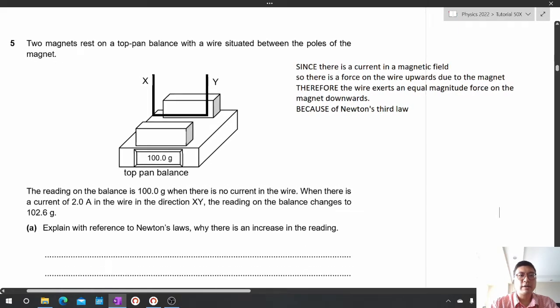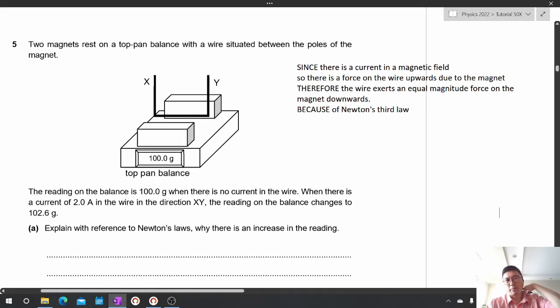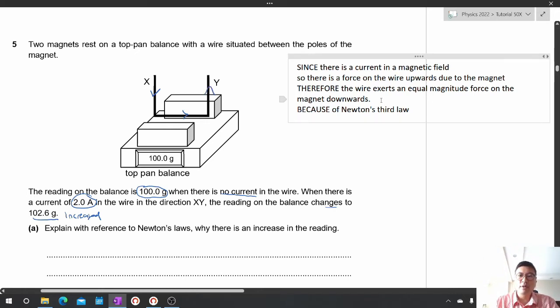For question number 5, two magnets rest on the top pan balance. The reading on the balance is 100 grams when no current flows. When there is a current of 2 amps, the reading changes to 102.6. Basically, the reading increased. So what happens is that when the current flows, it exerts a force on the magnet downwards. We can argue it like this.